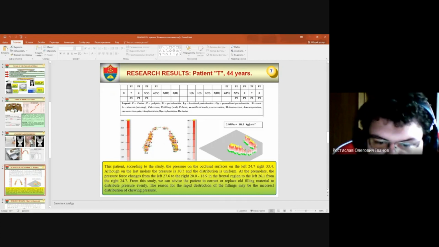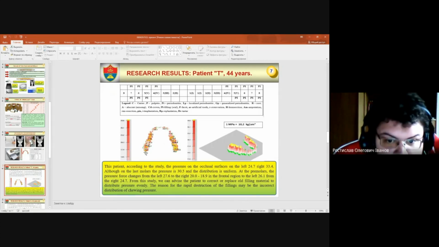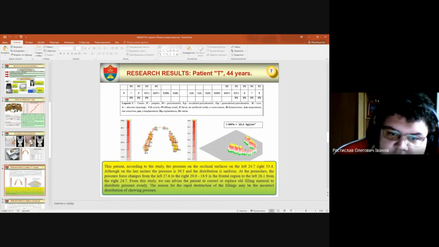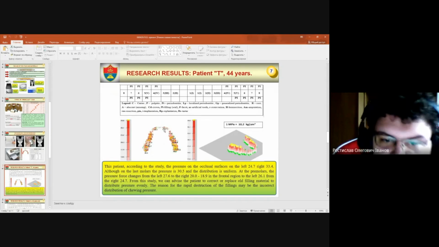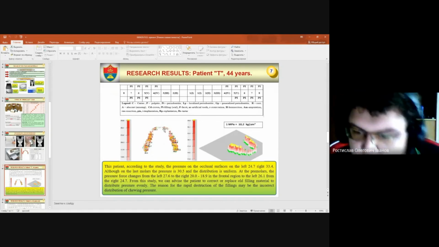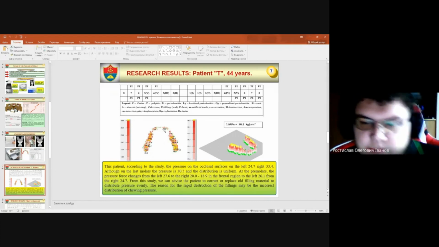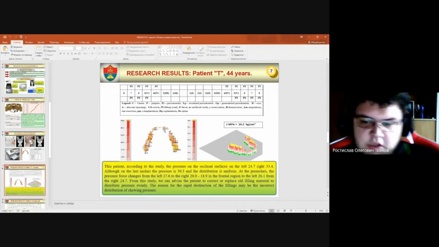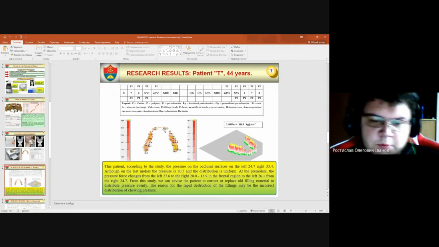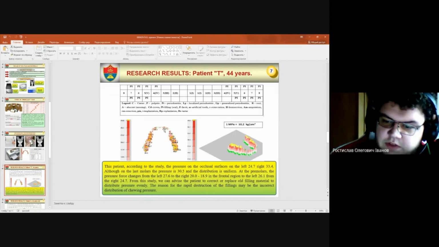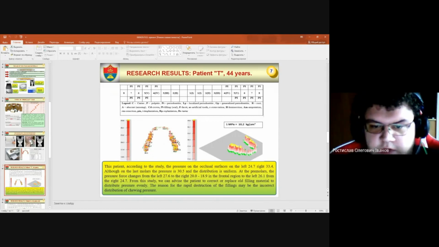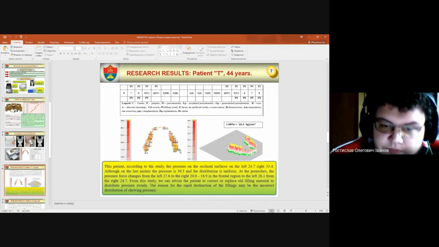Although on the last models the pressure is 30.5 and the distribution is uniform, as you can see there is a little under-pressured area at the front teeth. From this study we can advise that the patient has to correct or replace the old filling material to distribute pressure more evenly. The reason for the rapid destruction of the fillings may be the incorrect distribution of the chewing pressure, as you can see on this slide.